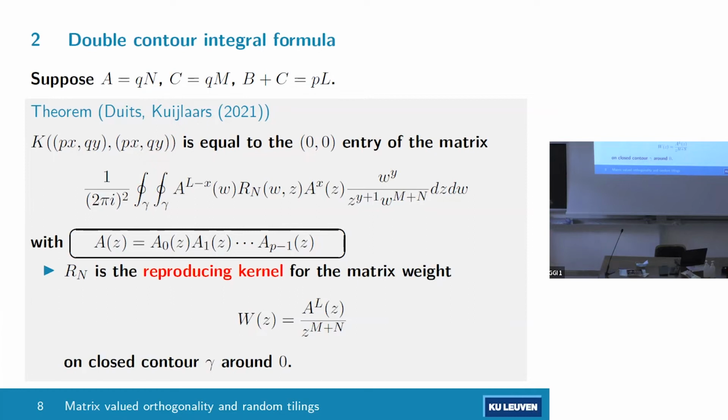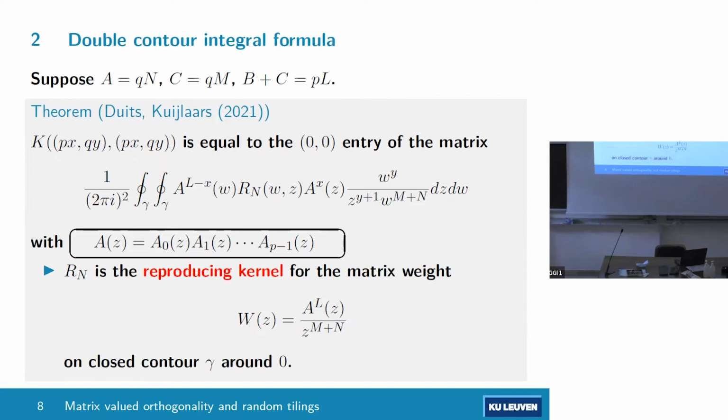and also the M and N refer to the size of our hexagon. I also took for convenience the dimension of the hexagon that fit nicely with the periodicity, namely that A and C are multiples of Q, of the vertical periodicity, and the sum B plus C is a multiple of the horizontal periodicity, just also again for convenience.